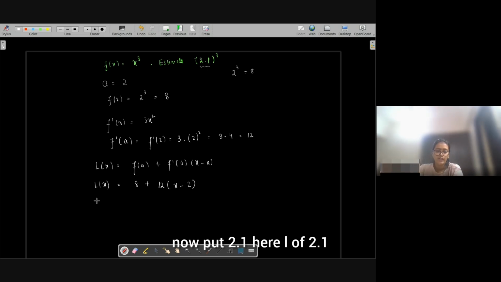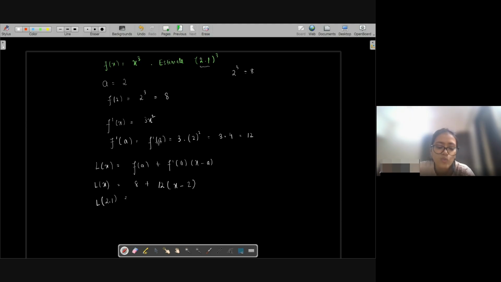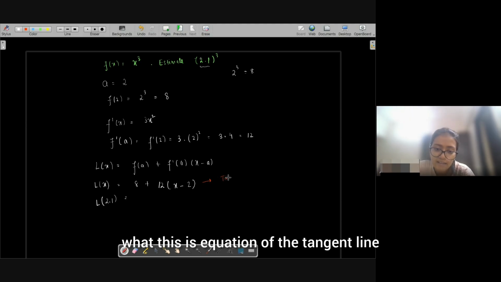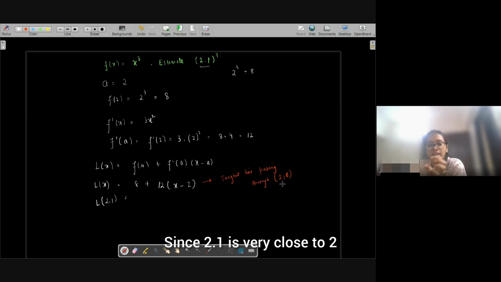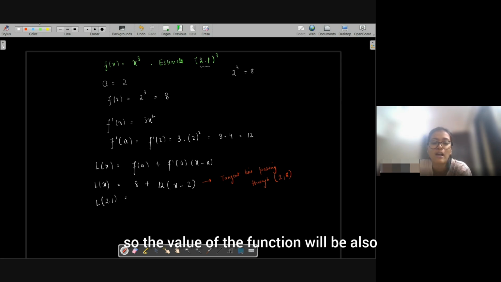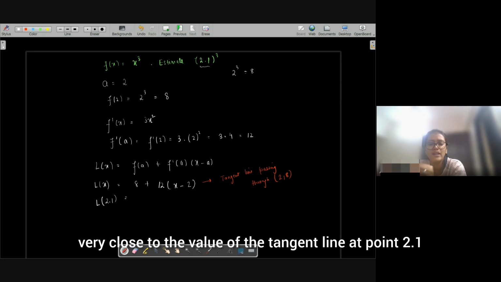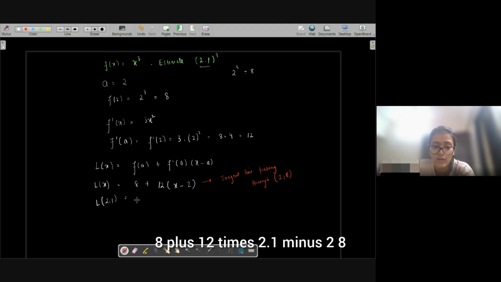Now put 2.1 here, L of 2.1. This is the equation of the tangent line, passing through the point 2 comma 8. Since 2.1 is very close to 2, the value of the function will also be very close to the value of the tangent line at the point 2.1.